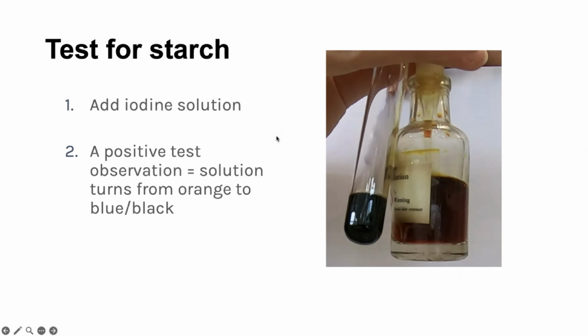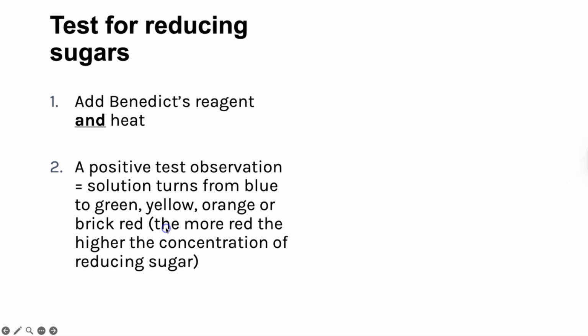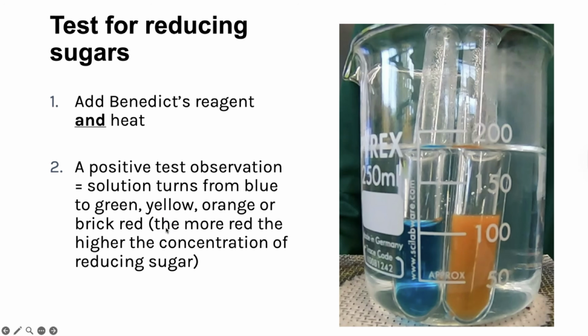So how do we test for these biological molecules then? So the test for starch is you add iodine solution. A positive test observation would be that it goes from this orangey brown colour to bluey black. The test for reducing sugars, you add Benedict's reagent and heat. You need to name the reagent and you have to say heat to get this mark.